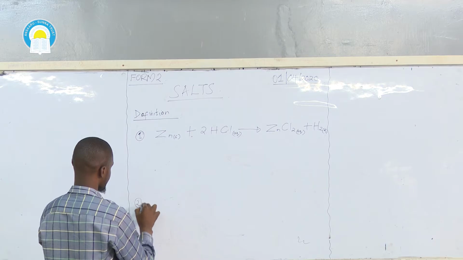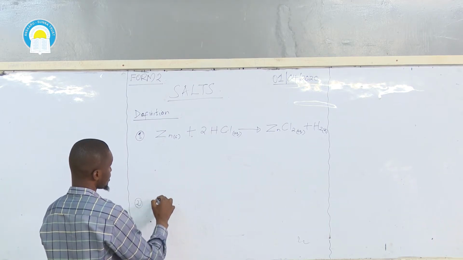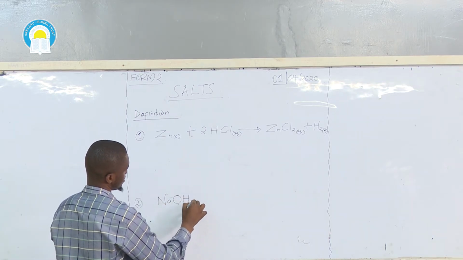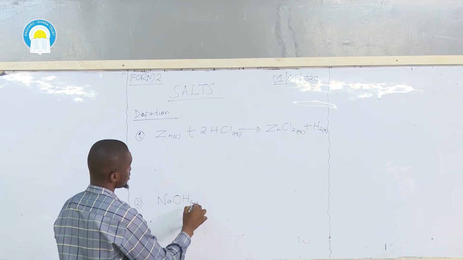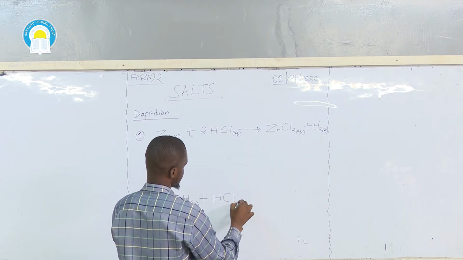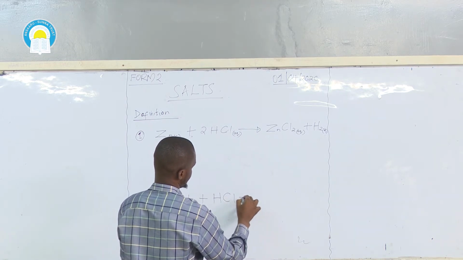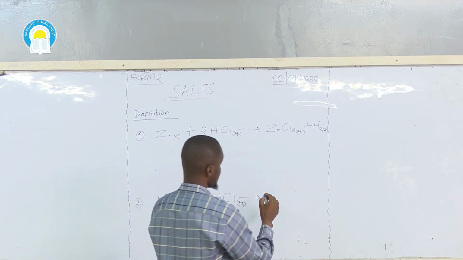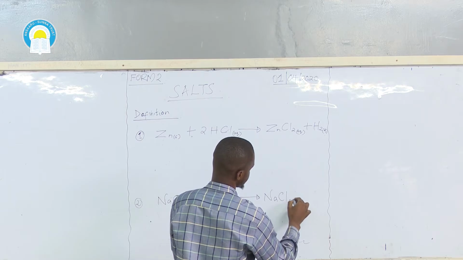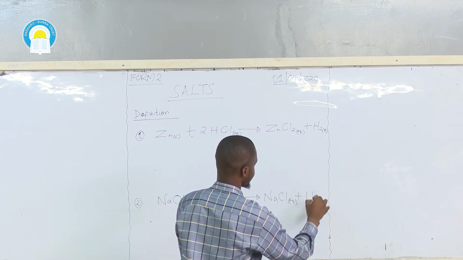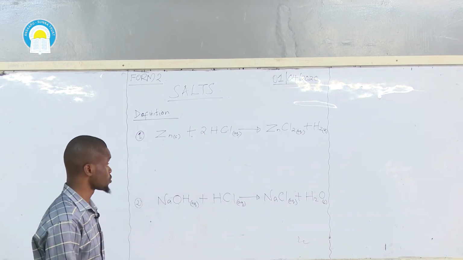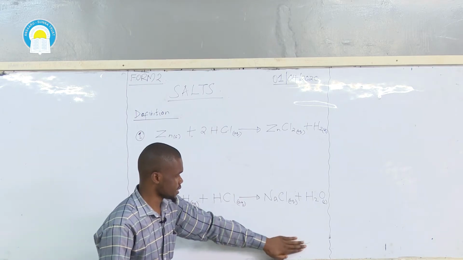And the second equation we'll use to define salt will be a reaction between sodium hydroxide plus hydrochloric acid, mole ratio 1:1, forms sodium chloride and water. Now we are going to use these two equations to talk about what salt is as an introduction to this topic.